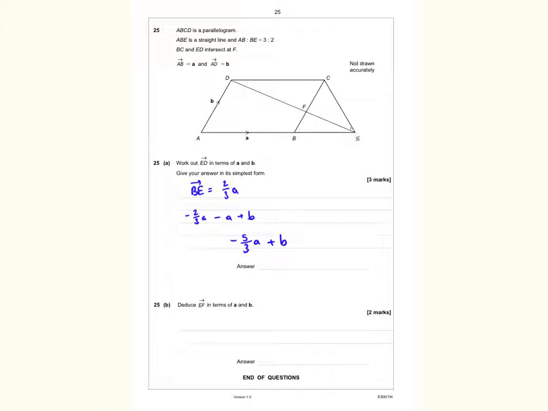Now these two triangles are similar. They have this angle that's common, and then as these are parallel lines and this is a parallelogram, this angle and this angle would be corresponding angles, so they'll be the same. So these two triangles are similar.